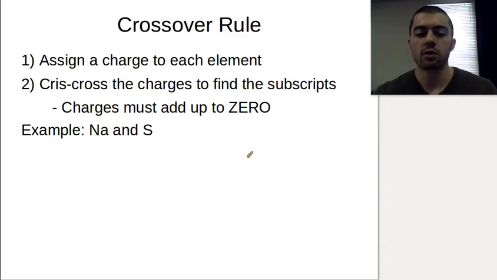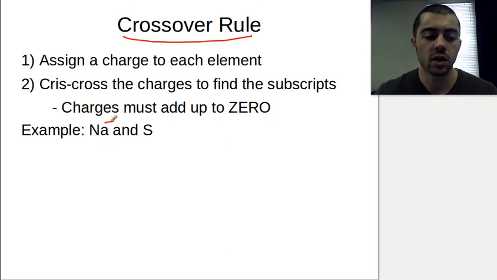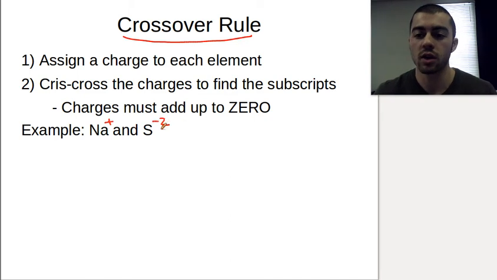Alright, so this is how we're going to write these formulas, using this thing called the crossover rule. What we're going to do is first assign a charge to each element. So if we take this example down here with sodium and sulfur, sodium, based on our charge rules, is going to like to have a +1 charge, and sulfur is going to like to have a -2 charge. These are the charges that would give both of these elements a full octet. So we're going to use those. Those are the most stable ionic configurations for these elements.